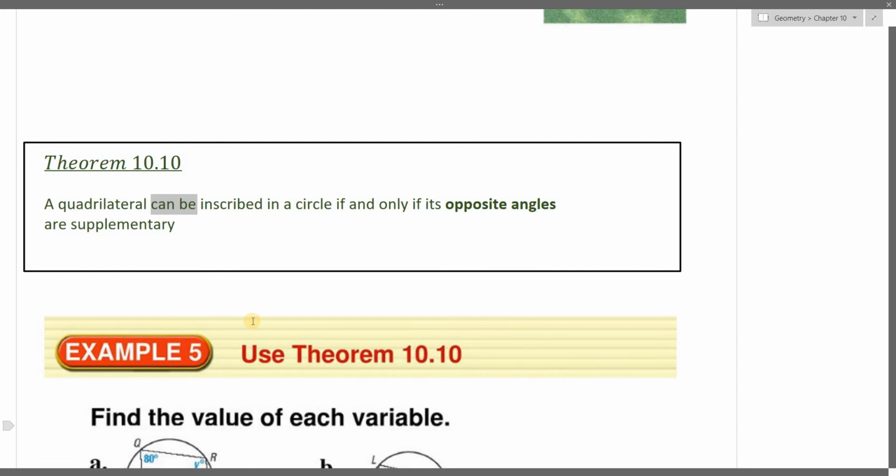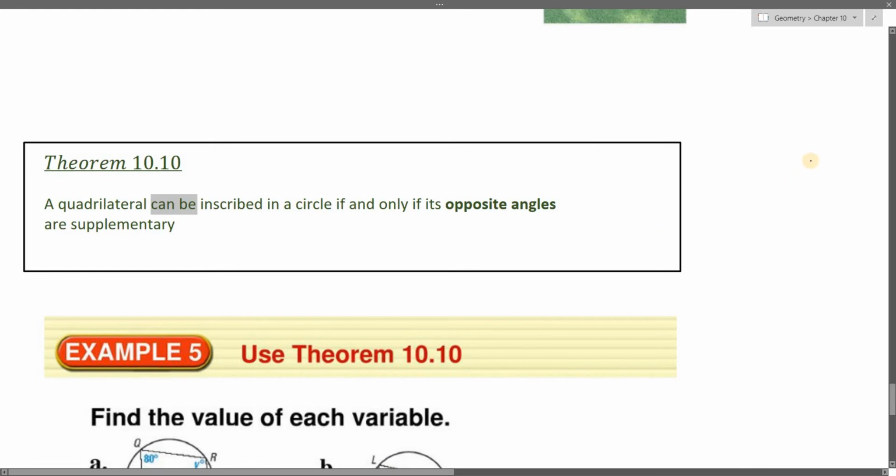And so, actually, let me point your eyes to the exercises on page 667. You'll notice numbers 20 through 25. They actually say, determine whether the quadrilateral can always be inscribed in a circle. So they have squares, kites, rectangles, rhombuses, parallelograms, isosceles trapezoids. You can only put them in there according to 10.10 if their opposite angles are supplementary. That means they add up to 180 degrees.